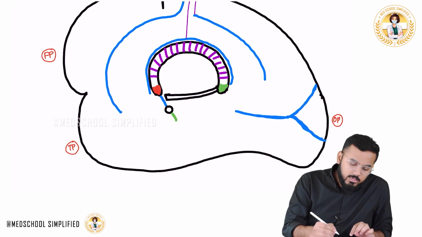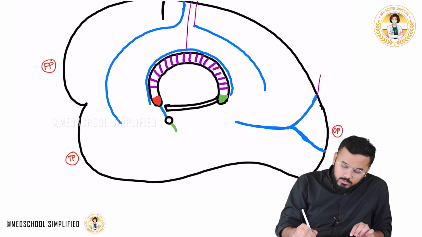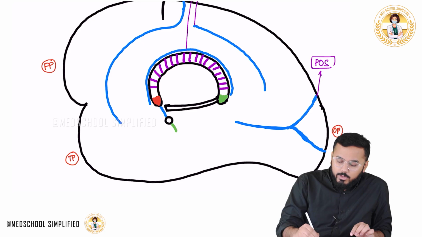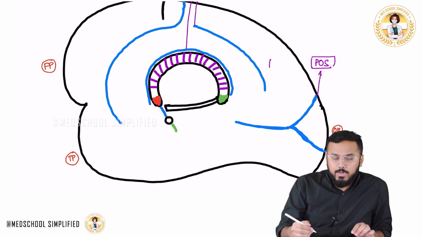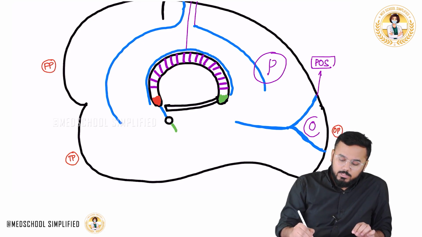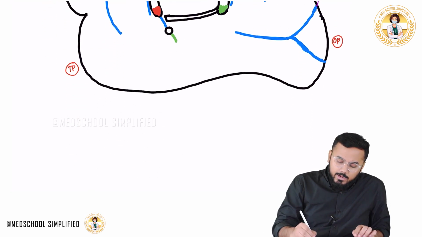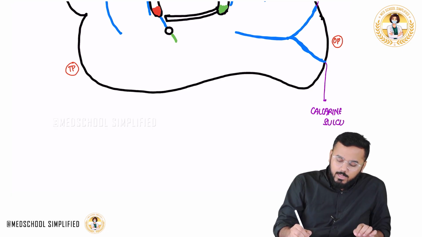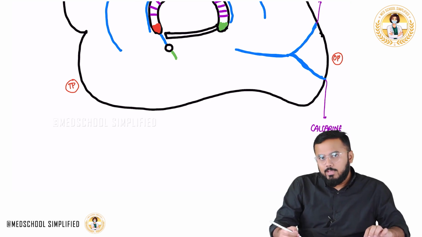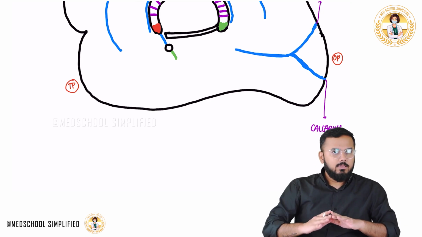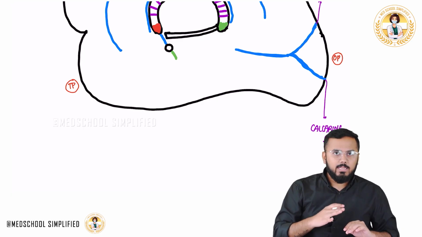So this sulcus over here is your parieto-occipital sulcus, POS. Parieto-occipital. Why parieto? Because this is parietal lobe, this is occipital lobe. So you call it as parieto-occipital sulcus. And this sulcus over here is called as calcarine sulcus. Okay. Now, if you look at these sulci much more clearly, this is from the medial surface, right?